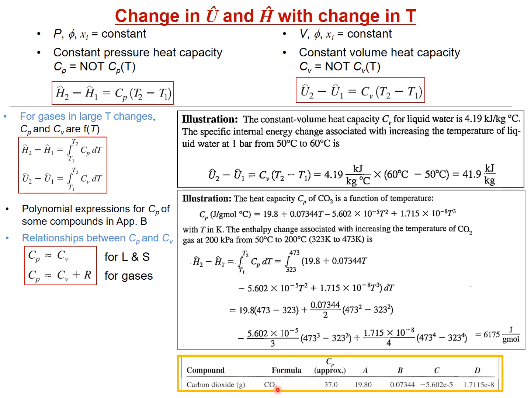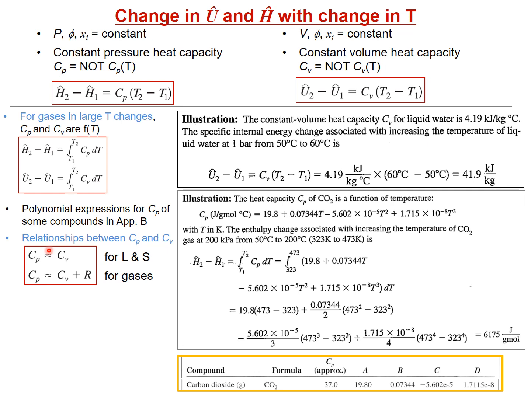Compound, carbon dioxide, and the room temperature heat capacity is like that maybe, and then the parameters A, B, C, D are listed here. Then you can use these values for the equation A plus BT plus CT squared plus DT cubed, or something like that. One more thing, relationships between Cp and Cv, constant pressure heat capacity and constant volume heat capacity.